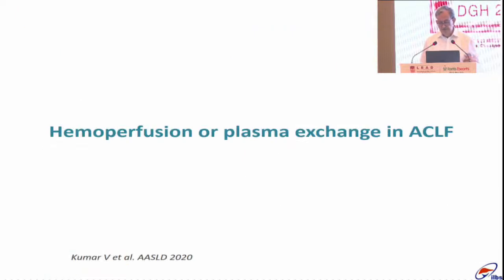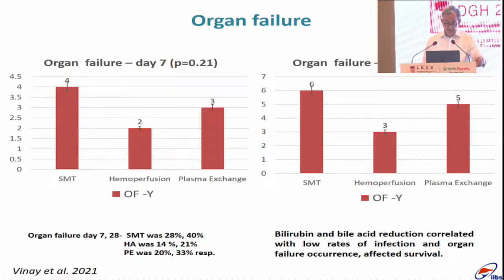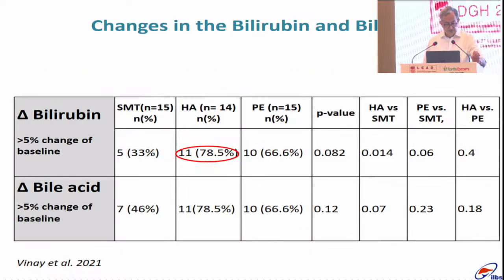Now, hemoperfusion is something which can be used. It's a filter which removes bilirubin and bile acids. It's very expensive. Plasma exchange is not that. They are generally the same, but with plasma exchange, organ failure is about 20% versus 33% with hemoadsorption. Organ failure rates are slightly lower, but survival is not better. We also looked at bilirubin and bile acids. There was no major difference. So instead of using very expensive filters, in the common setting, you can use single volume plasma exchange.